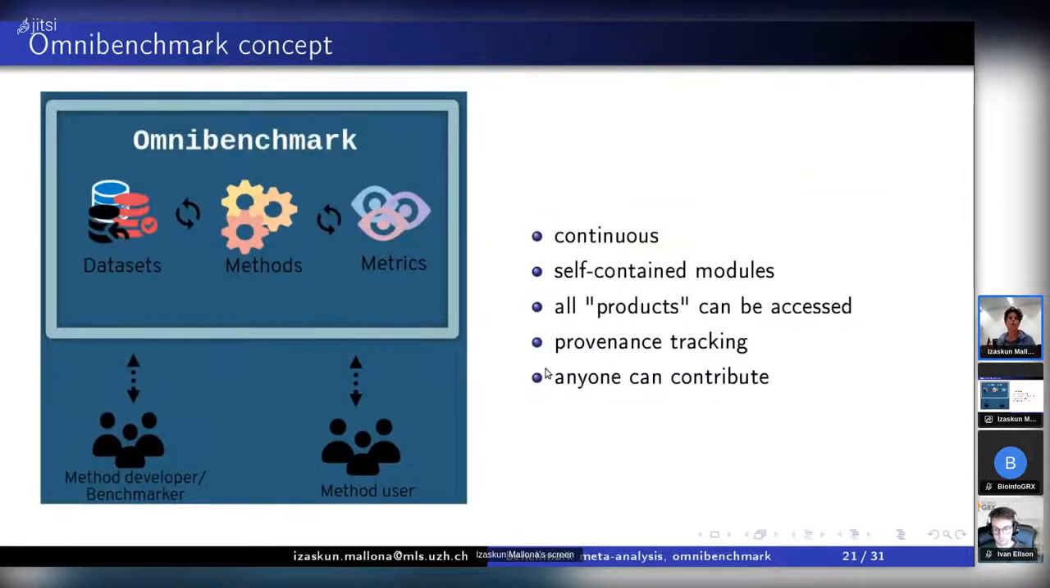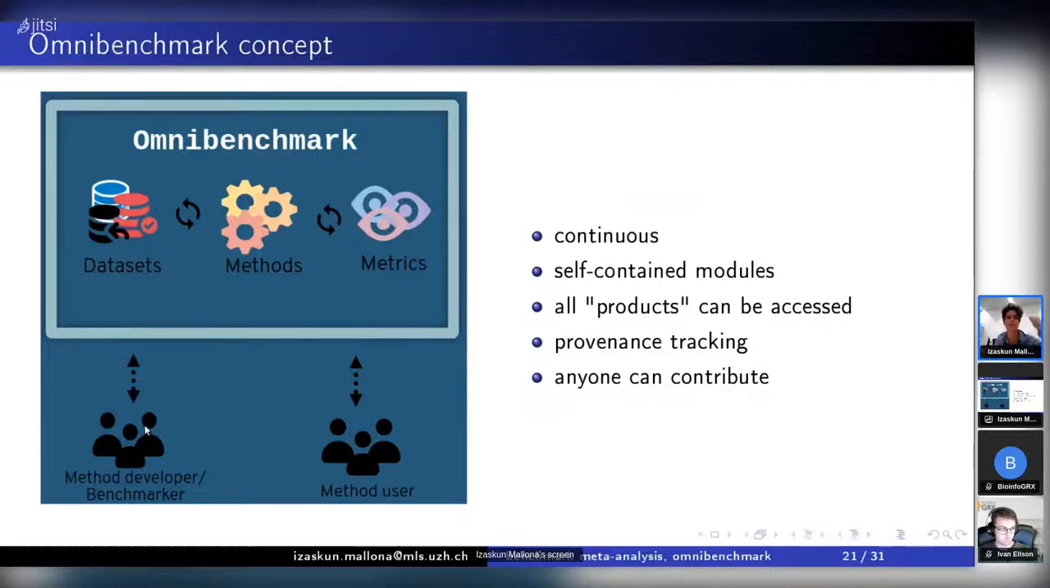So, what do we propose? What we propose is called OmniBenchmark. It's a platform or infrastructure to do continuous benchmarking in a very modular way. We have modules that contain datasets, and by datasets I mean inputs, outputs, performance results, anything. Methods are also very isolated. They are individual modules, and we have metrics as well for evaluating performance, right? And all these things are engaged and can be connected with each other.